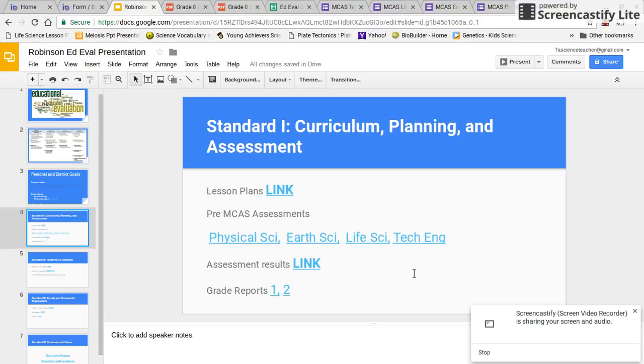Okay, for standard one, which examines curriculum, planning, and assessment evidence. Here I have a sample of an ongoing lesson plan that I used earlier on in the year, and students had access to it. So I did have it linked to the website. I have a couple of my pre-MCAS assessments as well as the results, and I have a couple of grade reports that I send out to students annually or every weekly, biweekly, or upon request.